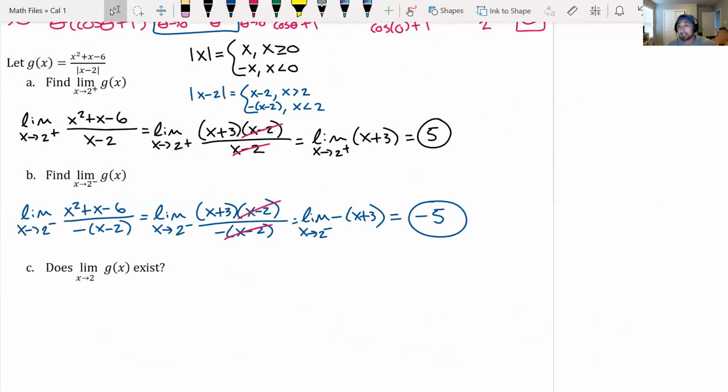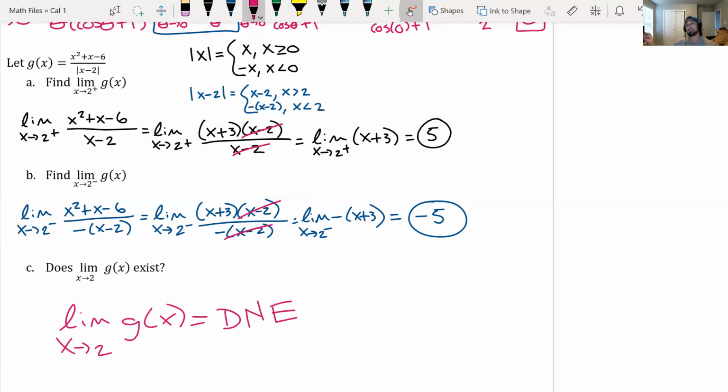Now, the last question wants to know, does the limit from both sides exist? But remember the theorem for the existence of a limit. In order for a limit to exist from both sides at a certain number, the left-hand limit must be equal to the right-hand limit. Well, what's the left-hand limit? Negative 5. What's the right-hand limit? 5. Is negative 5 equal to 5? No. Therefore, the limit as x approaches 2 of g of x does not exist.